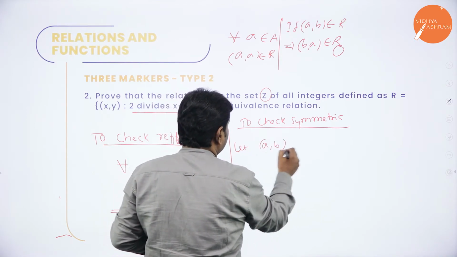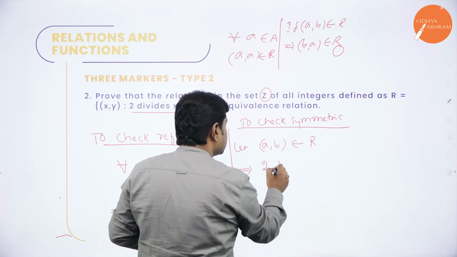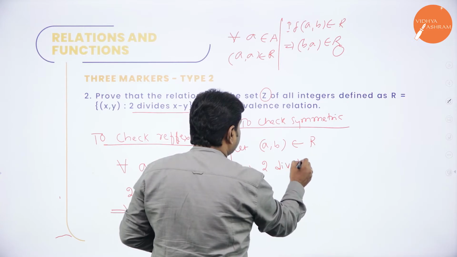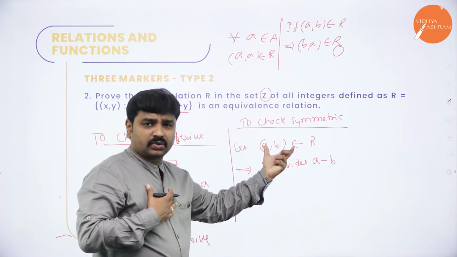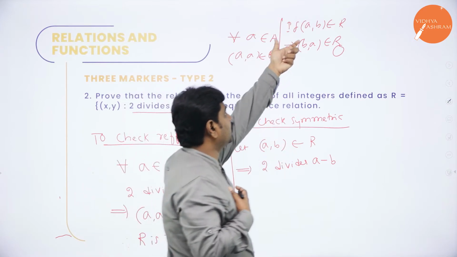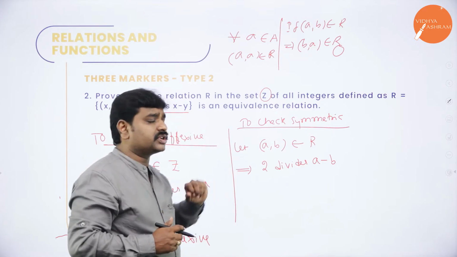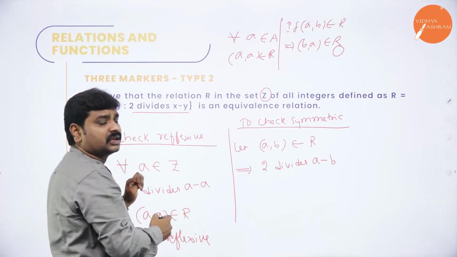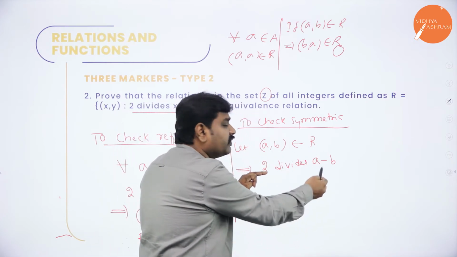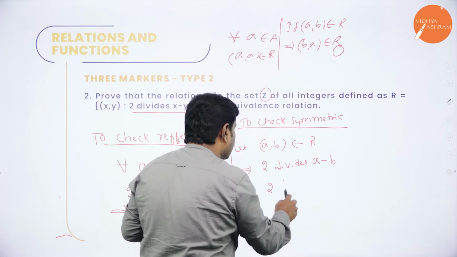So now, to check symmetric, let AB belong to R. What does it mean? That implies 2 divides A minus B. Do you agree or not? See, the first statement I took because I want to prove symmetric. Symmetric means I should start here and I should end here. The second line I am writing by seeing the question. Everything is in the question. If xy is in relation, then 2 divides x minus y. Similarly, if AB is in relation, then 2 divides A minus B.